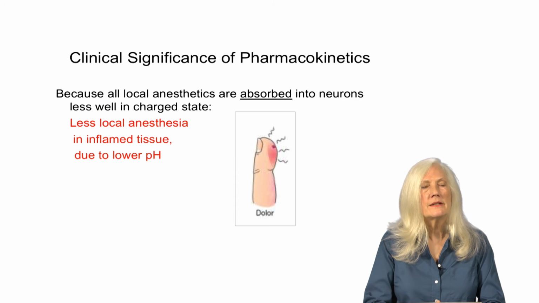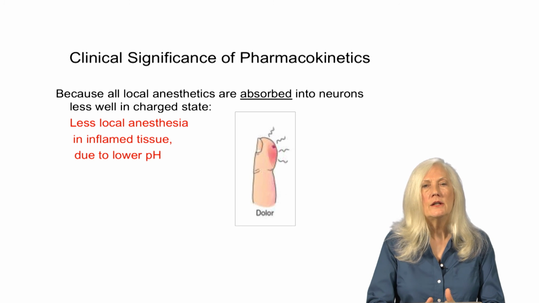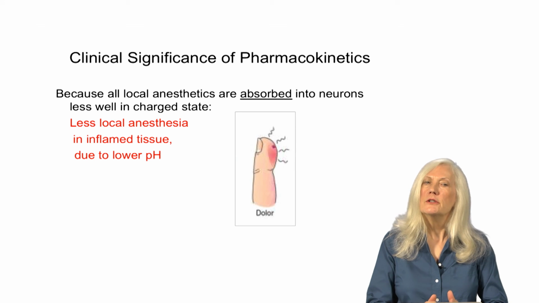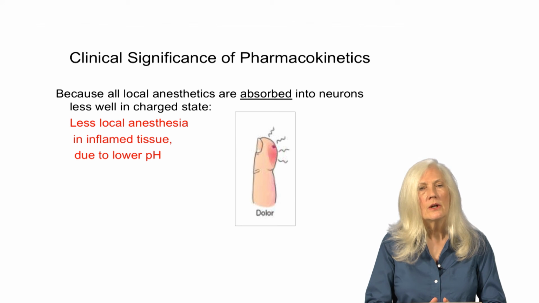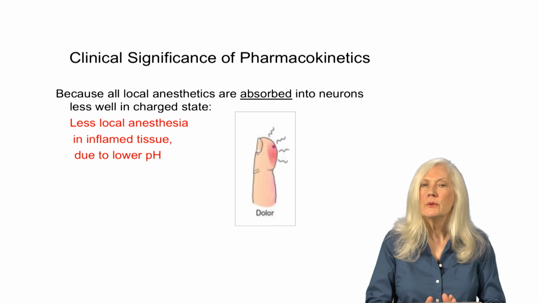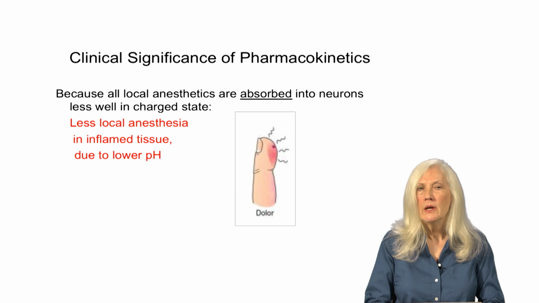All local anesthetics have an attenuated effect in tissue that's inflamed. This is because inflamed tissue generally has a lower pH. That is, it's slightly acidic. As a consequence, local anesthesia is harder to achieve in inflamed tissue because it's absorbed poorly into the nerves.